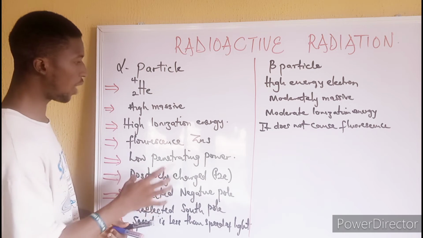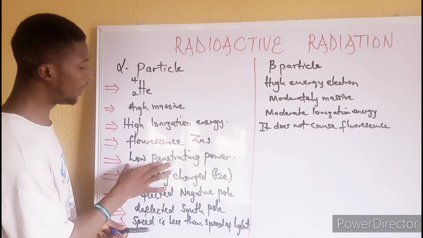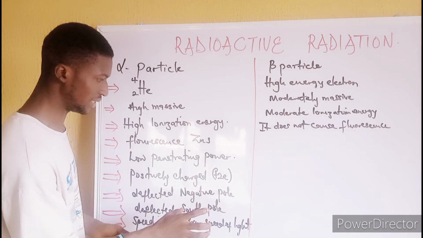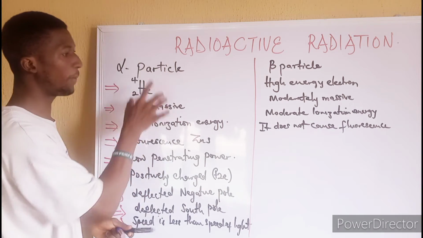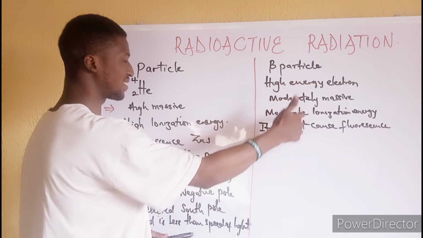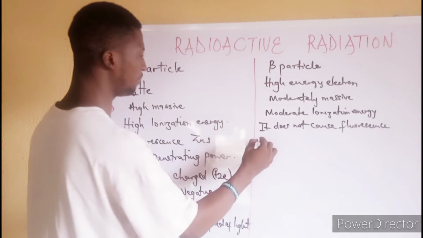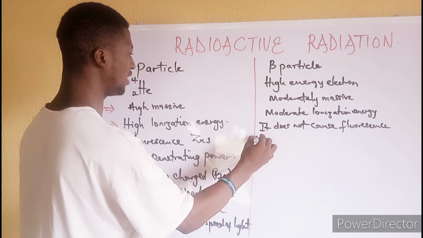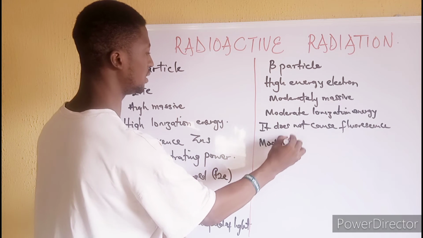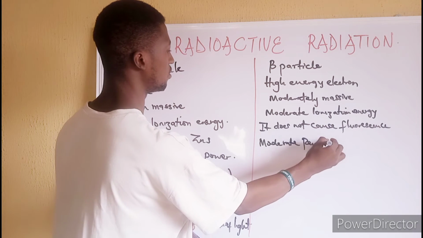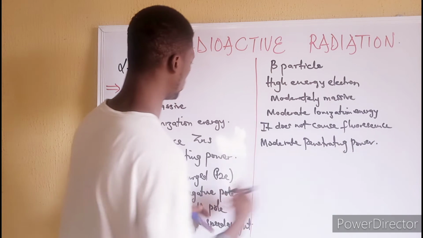Now let's look at the penetrating power. The penetrating power is higher than that of alpha particle because the mass is smaller than the mass of alpha particle. So the penetrating power is moderate. It has moderate penetrating power.